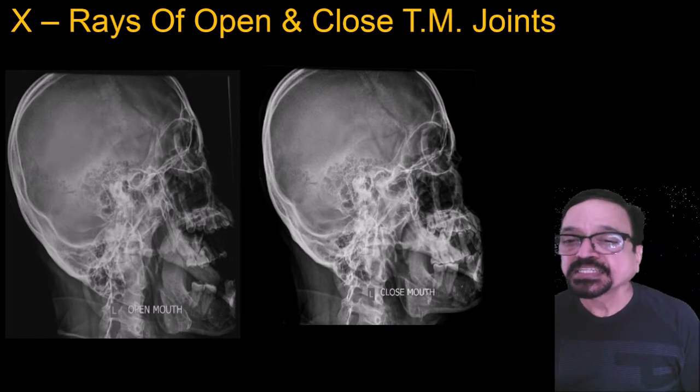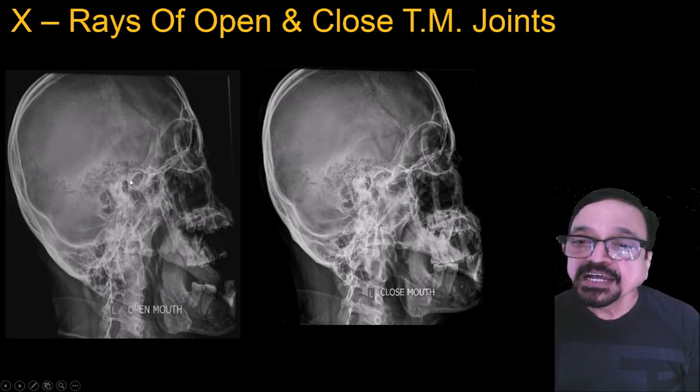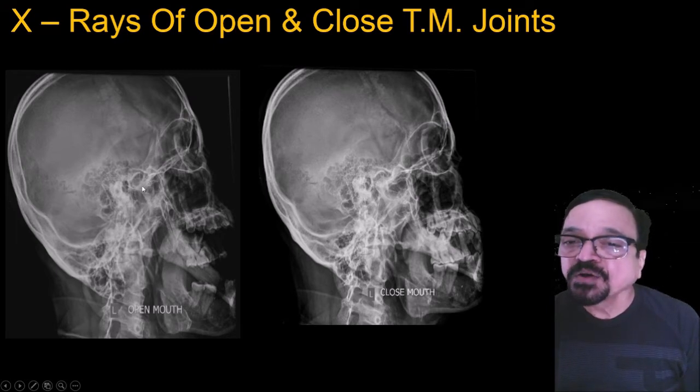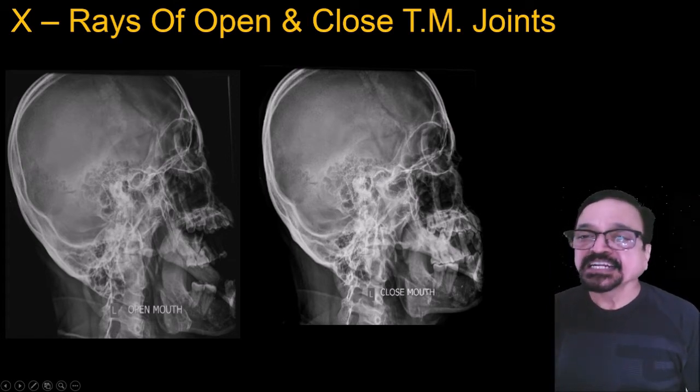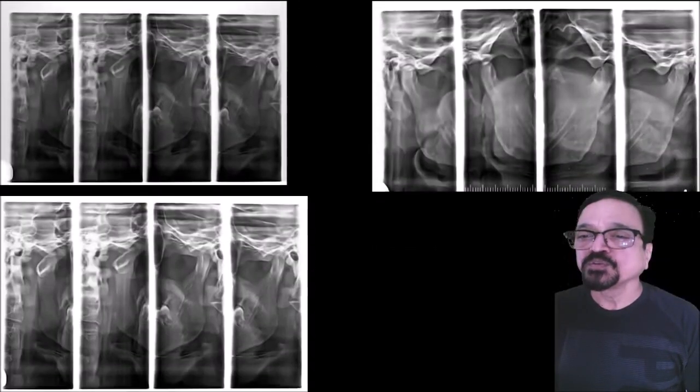Now here what we are seeing is open mouth, and here closed mouth. In open mouth, the condyle slides forward from the glenoid. Here this is a TM joint. In that, this is the glenoid, this is the condyle, which are in approximation. So this is a dynamic movement which can well be shown by the open and closed mouth views of a TM joint.